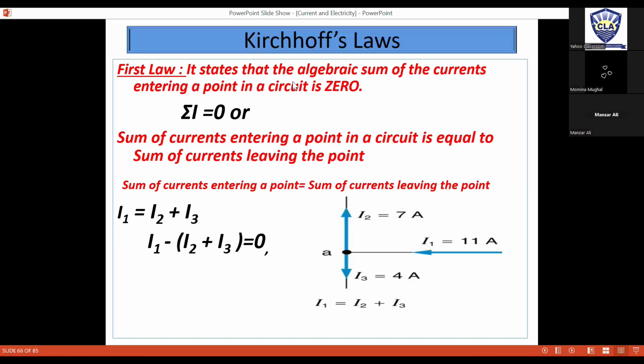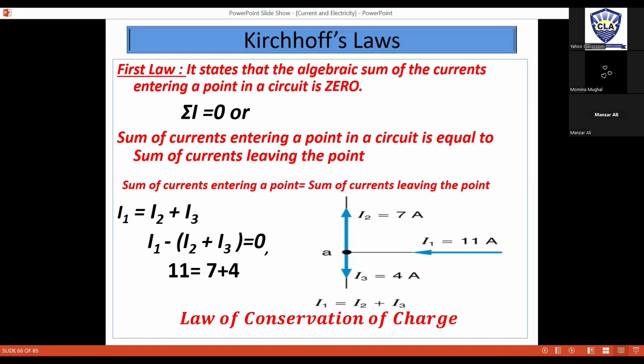So the first statement can be used or the second statement can be used. Both are for Kirchhoff's first law, and it is also called the law of conservation of charge. If they ask which law states the law of conservation of charge, it is Kirchhoff's first law. So you should know the application, you should know the statement, and you should know that it is the law of conservation of charge. So this is Kirchhoff's first law, that whatever is the current entering a point, it should be equal to the current leaving the point at that junction.